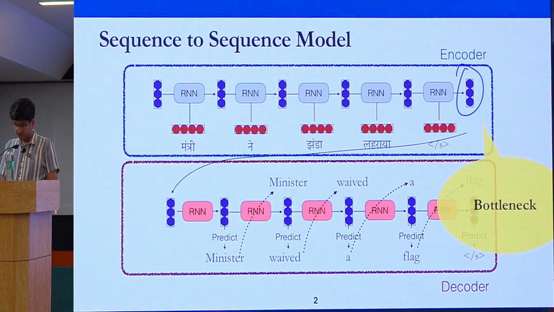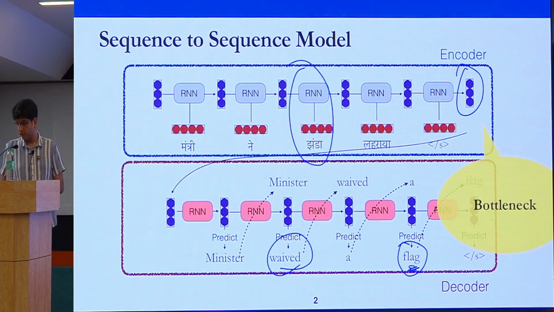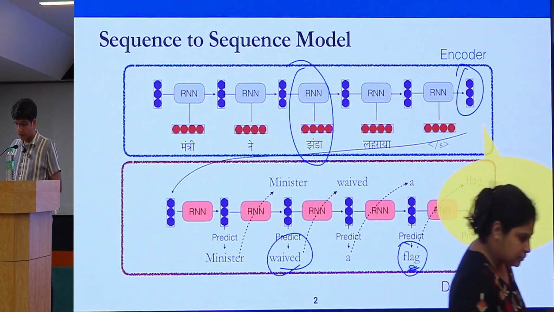And secondly, let's say when you're predicting the word waved, ideally you want to look into, let's say, leheraya, or similarly when you're predicting the word flag, you want to refer to jhanda, right? Like you want to know what is being waved, and the answer is here, jhanda. But this connection does not exist, at least in this model. Every information is relayed through this last state, which is again not ideal.